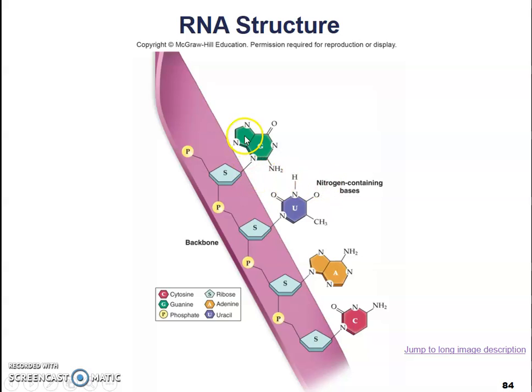Here is a picture of RNA. You'll notice that it's a straight line. We have a phosphate bonded to a sugar, bonded to a phosphate, bonded to a sugar, bonded to a phosphate, bonded to a sugar. That is that repeating sugar-phosphate backbone. Off to the side, here we have our nitrogen-containing bases. We have cytosine, adenine, uracil, and guanine.